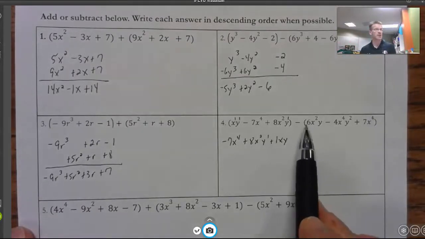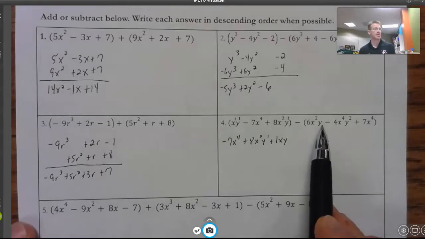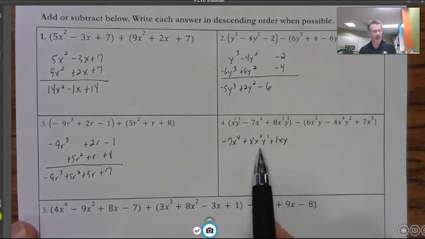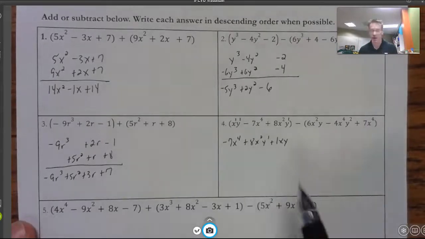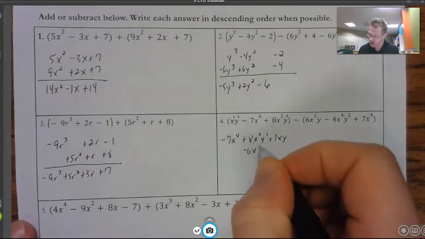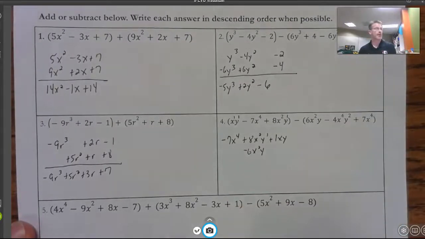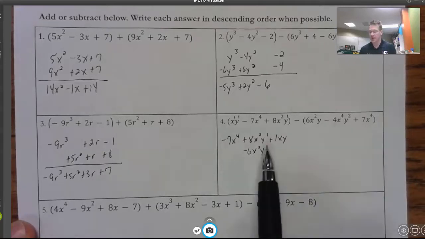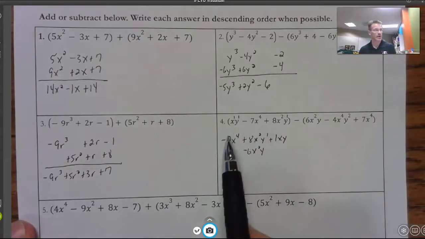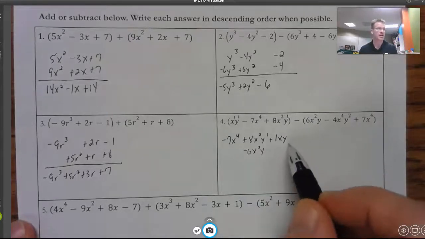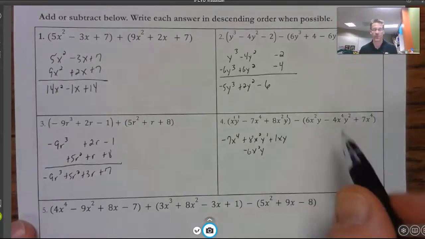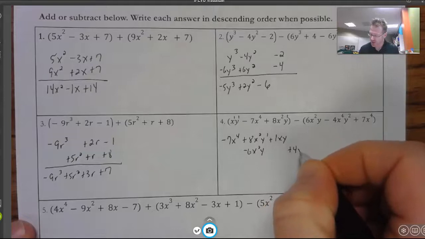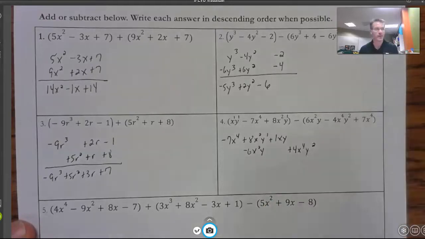So when I subtract 6x squared, that becomes negative 6x squared y. And so I have to line that up with this term. It's another x squared y. So minus 6x squared y. All right. And now notice here, I have an x to the 4th y squared. I don't have an x to the 4th y squared anywhere here, so I'm just going to add another column here at the end. And when I subtract that negative 4, that becomes a positive 4x to the 4th y squared.